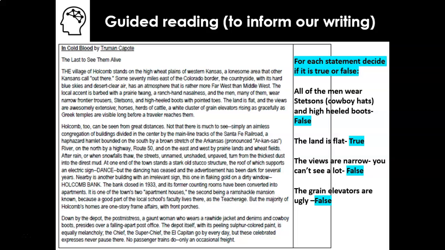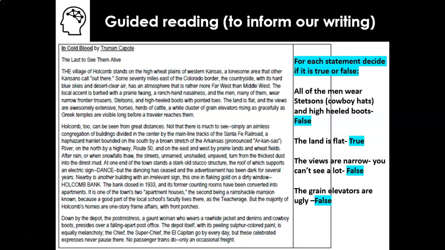Okay, so we've got awesomely extensive views, which was the truth. So it's false that the views are narrow. Okay, the grain elevators are ugly. Now, to work out why this is false, we're still in this last sentence. Are we ready? It lists what we can see: horses, herds of cattle, a white cluster of grain elevators.